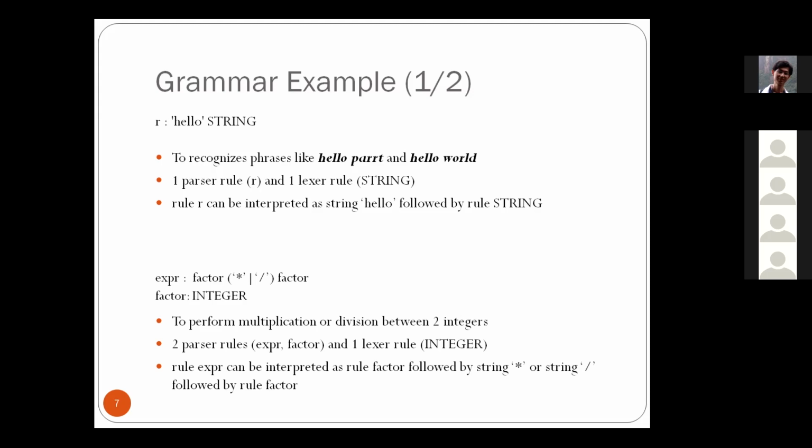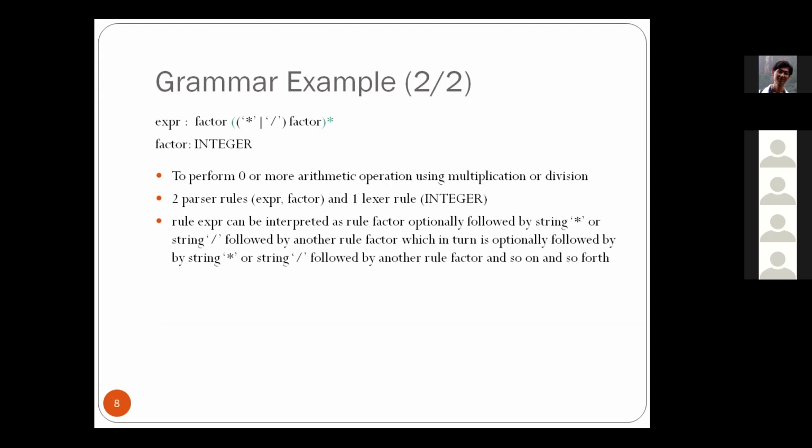Back to what I mentioned earlier, this is the part with the simple multiplication and division between two integers. I show this again because I want to highlight the next part, which is the green color portion. You can see that there are open and close parentheses for the rule expression with an asterisk sign there. It simply means that you can perform zero or more arithmetic operations using multiplication or division.